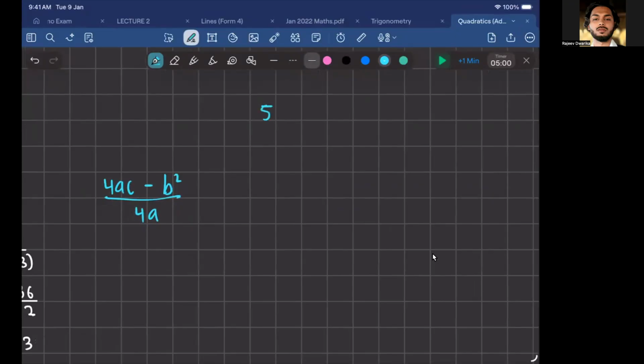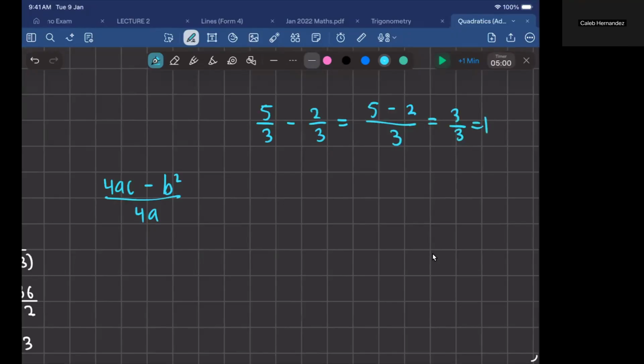If I had 5 over 3 minus 2 over 3, how would I write that? 3 over 3. Right. And if you were to write the full working, wouldn't you say 5 minus 2 over 3? Yeah. Okay, and then you would just simplify that and you would say 3 over 3, which is just equal to 1.